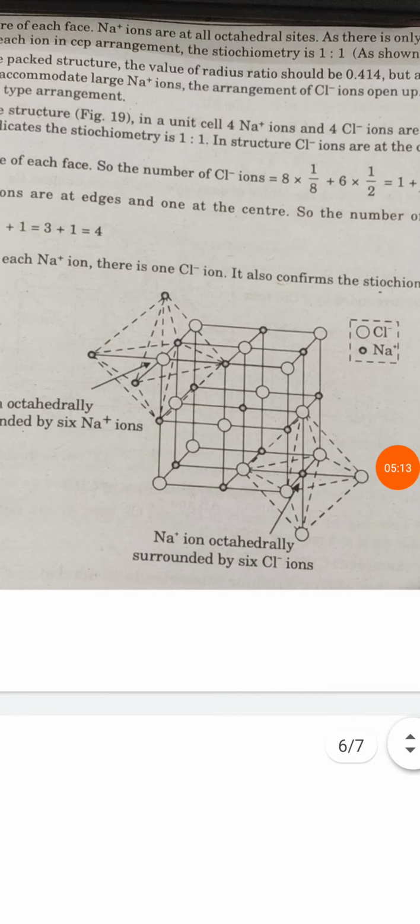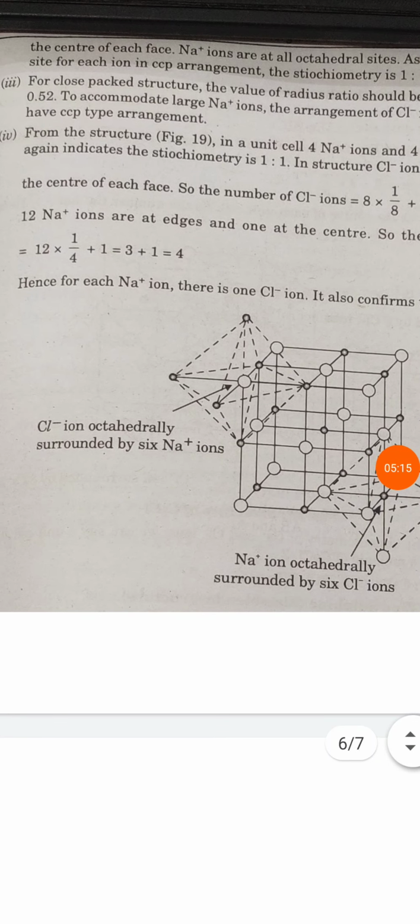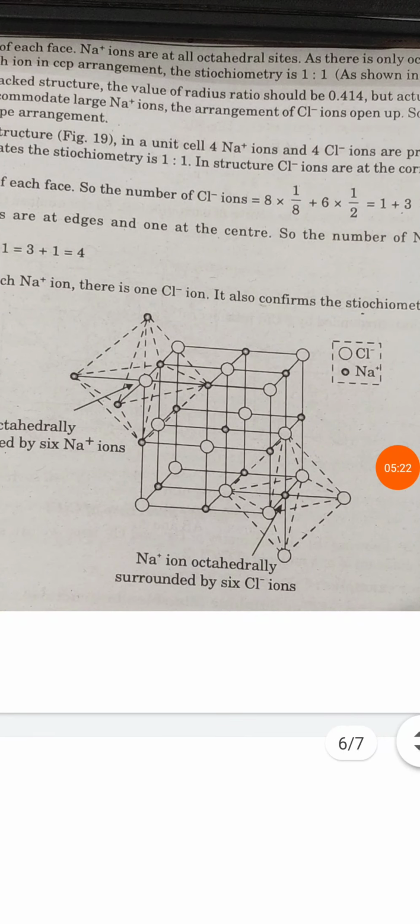Na+ ion is octahedrally surrounded by 6 chloride ions as shown, and here we have shown that chloride ion is octahedrally surrounded by 6 sodium ions. So this is the structure of NaCl.